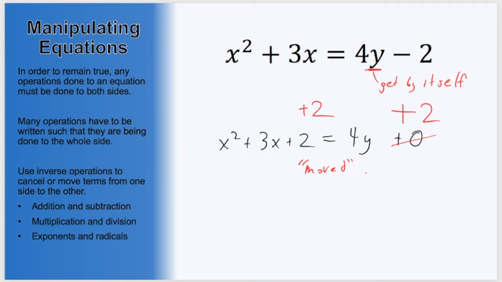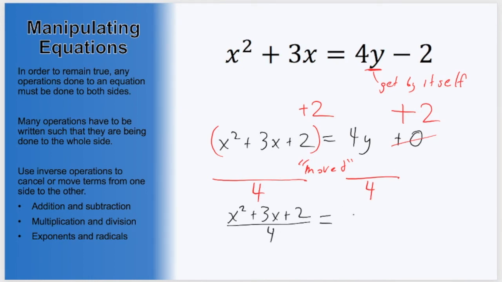The 4 is multiplying the y, so to cancel it, we do the inverse operation of multiplication, which is division. We will divide by 4, and we must do that to both sides. Remember, with multiplication or division in this case, we want to make sure we're dividing the entire side by that 4, so we will put the side in parentheses. This helps us see that we will be dividing the entire left side by that 4, and on the right side, we get 4y divided by 4, and we can cancel these 4's.